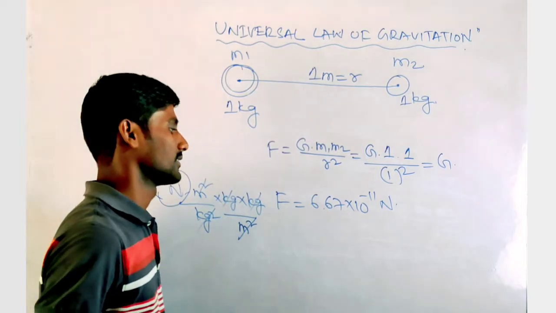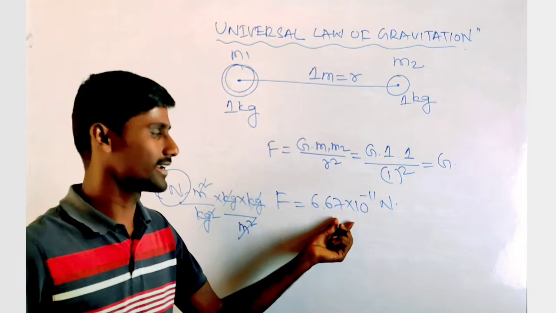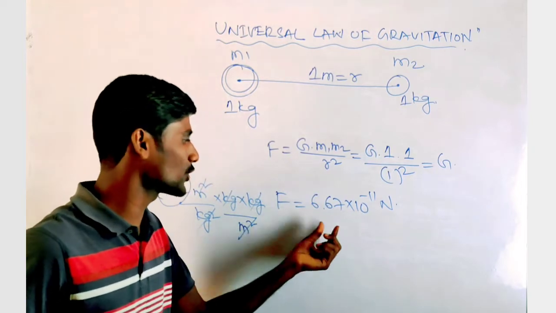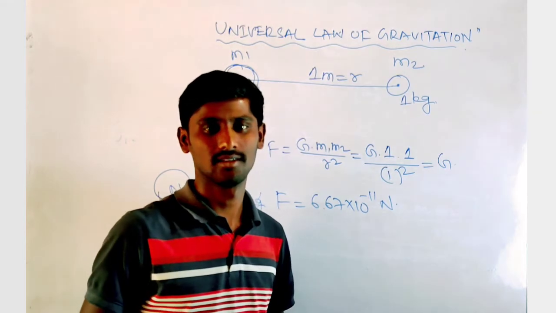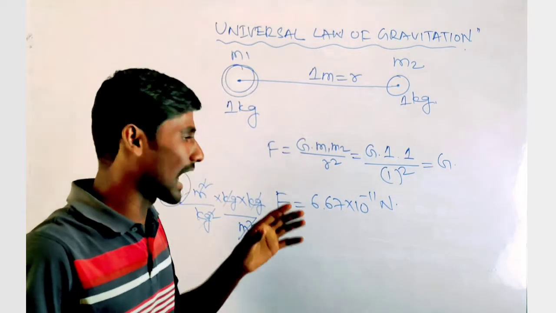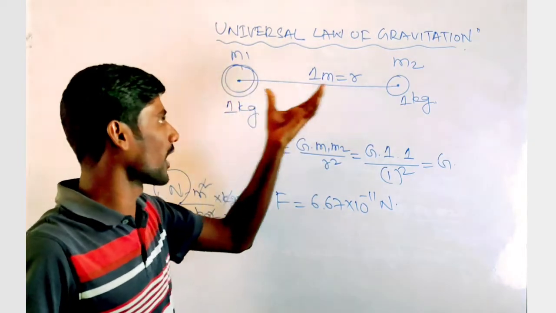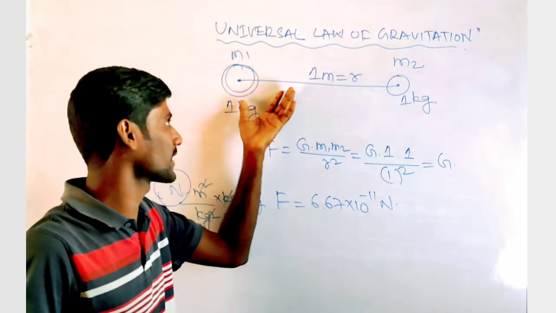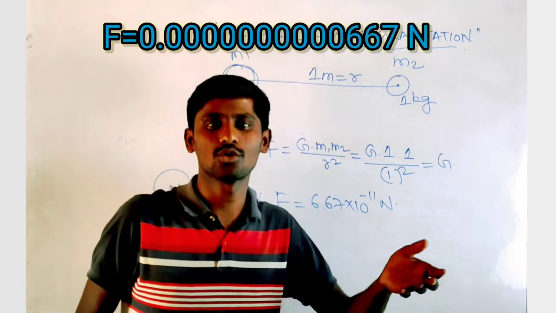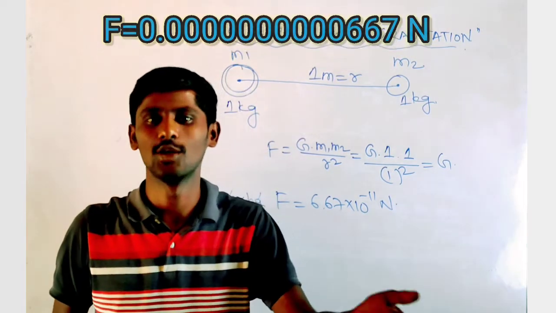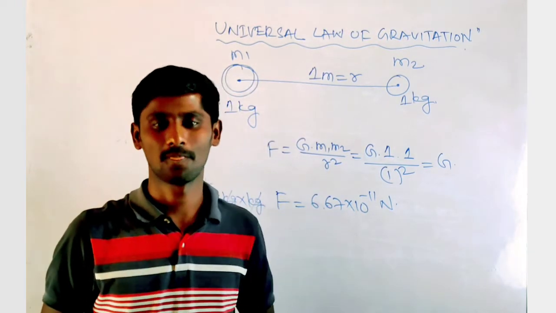Observe carefully. This force is too small. It's 0.000000000067 newtons. So the gravitational force between two masses of 1 kg separated by 1 meter is very small.